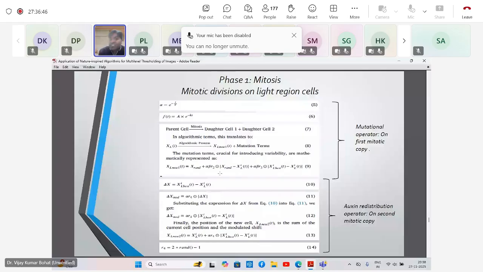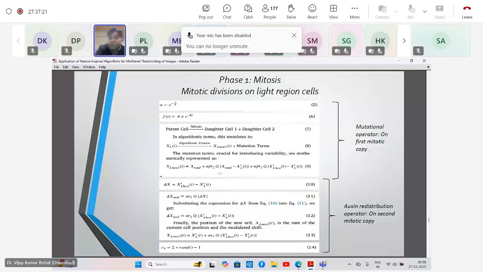With the help of it, we are able to explore in the initial phases because the alpha value is going to be large. But with the lapse of time, when alpha exponentially decays, this equation also results in exploitation. So with equation 9, we are able to generate the first daughter cell. For the next daughter cell, we apply the auxin redistribution operator. Basically, auxin is a plant growth hormone. How does this hormone work?